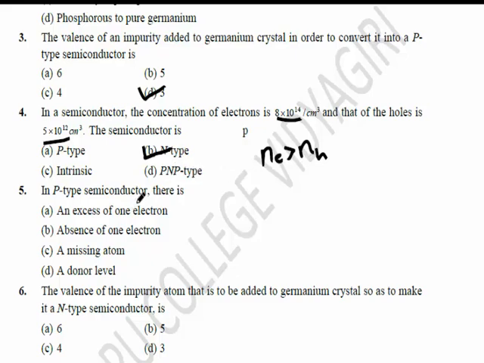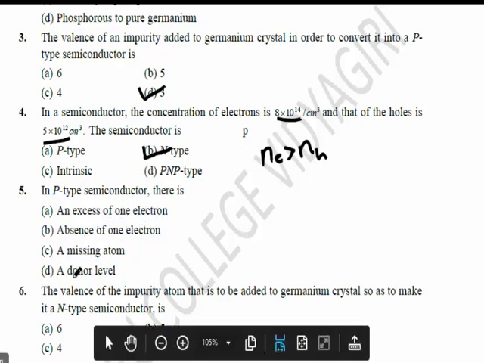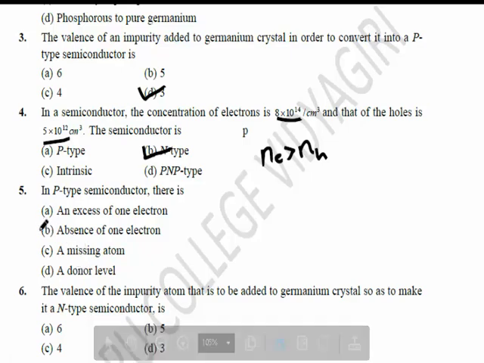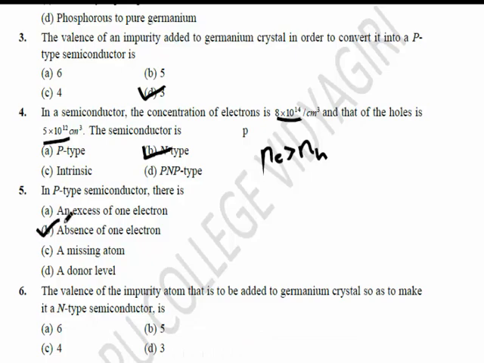Okay, next question. In a p-type semiconductor, what is there? There is an excess of electron, absence of electron, missing atom, or donor level. So the simple answer is absence of an electron, means B option. Because in p-type semiconductor there are 3 valence electrons, one vacancy is created, and when a vacancy is created, it means there is an absence of one electron.